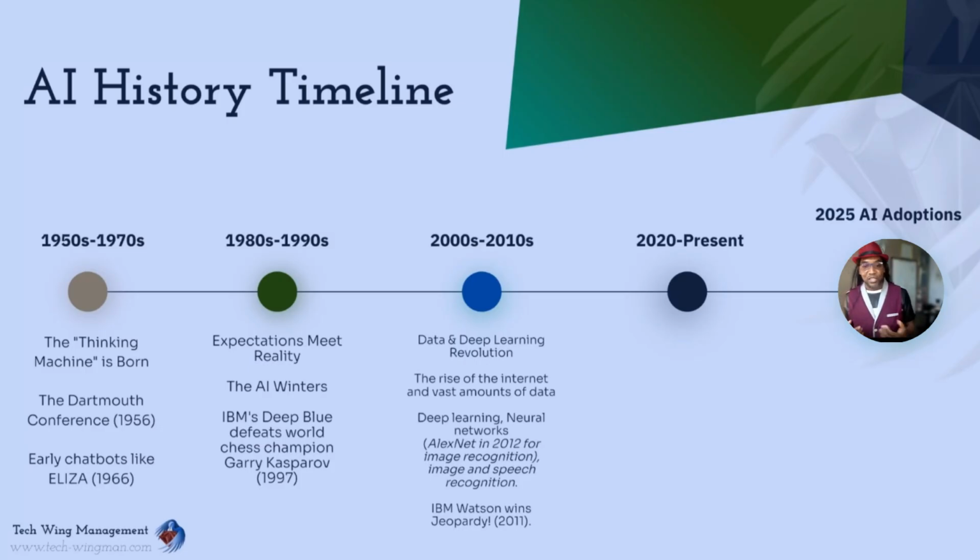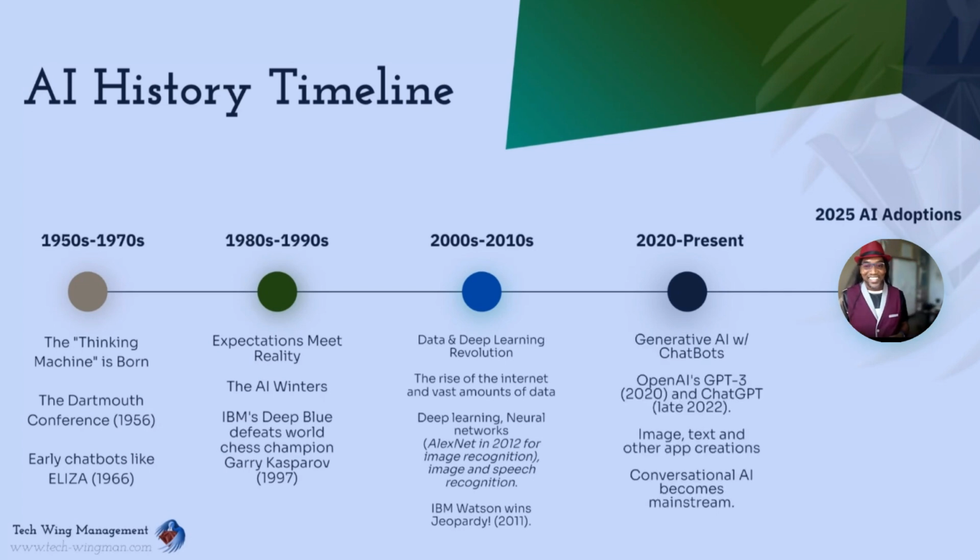The data and deep learning starts. IBM Watson comes about. I remember IBM Watson. I remember being interested, like, hey, this is cool, but then life took over. In 2020 to present, you start seeing OpenAI releasing these generative AI. Generative AI means that you can give it input and it can generate responses in text or images, videos. And in today's world, as of right now, it has gotten a lot better at that. The conversational piece becomes mainstream. You're talking or chatting with AI and these chatbots, and it feels real.